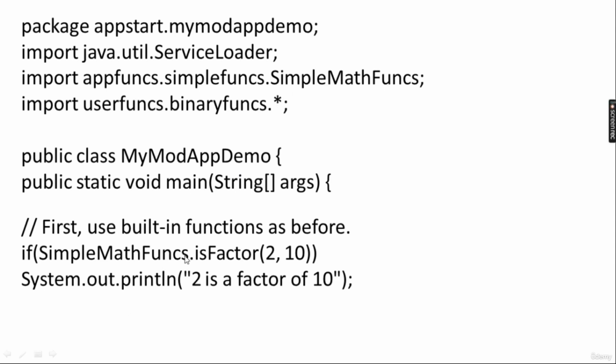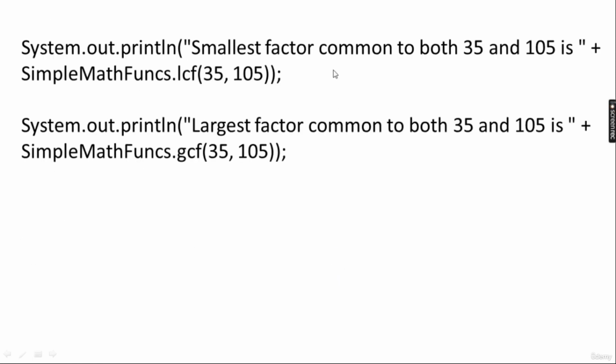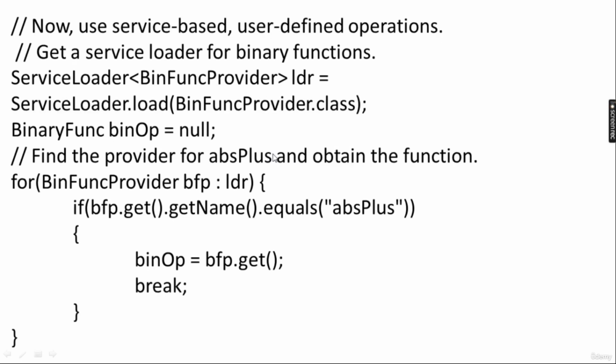If it is the simple mathematical function isFactor, 2 is completely divisible by 10? No, 10 is completely divisible by 2, so 2 is a factor of 10. The smallest common factor between 35 and 105 is 35 using LCM, and the largest common factor is found out by GCM. Now, use a service-based user-defined operation. Get a service loader for binary functions.